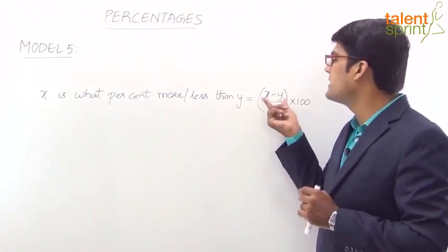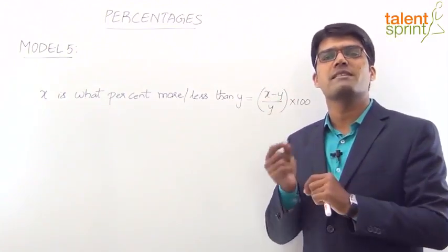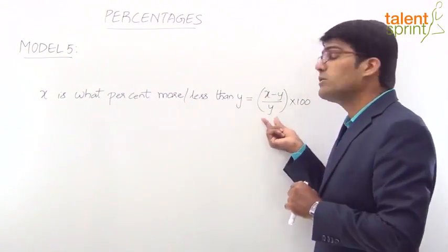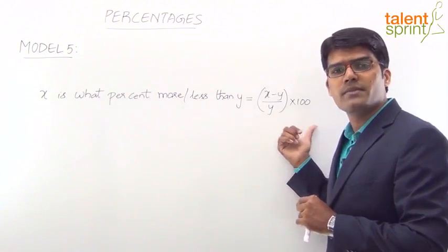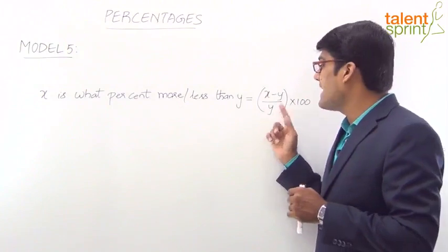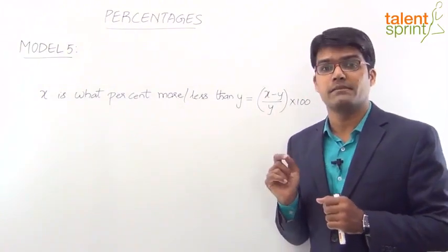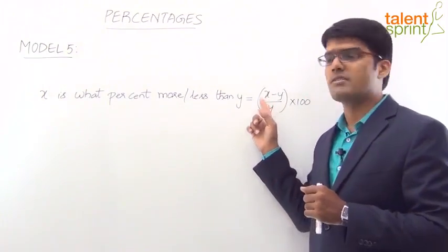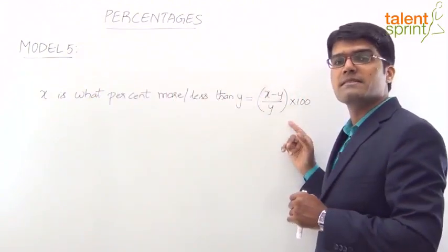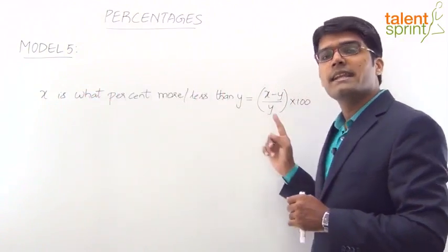So basically the numerator is the difference of the two values, x minus y, profit of 2015 minus profit of 2014, divided by profit of 2014 into 100. Just simplify this and you get the required answer. Remember that the answer can be positive or negative. It all depends on the difference here. If the profit in 2015 is more than that in 2014, we'll get a positive answer. If it is less, then we'll get a negative answer.